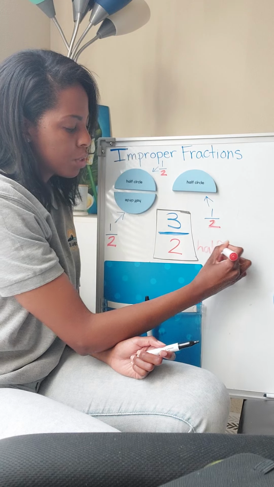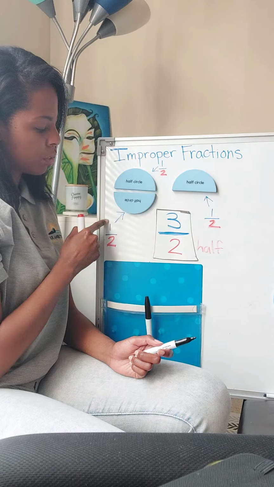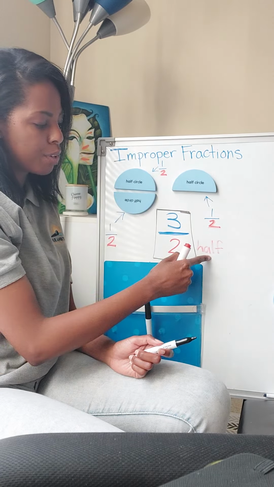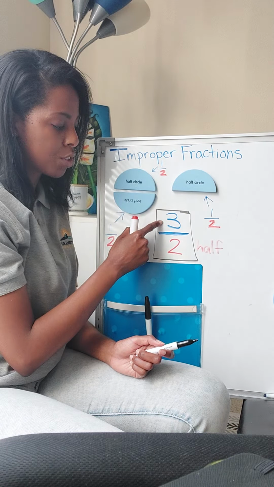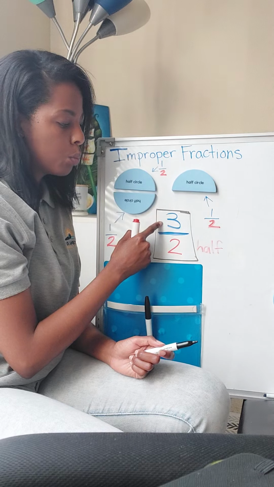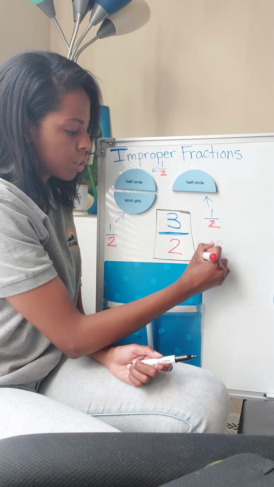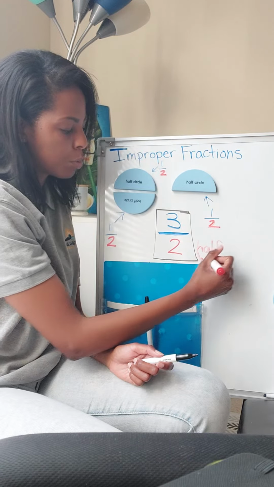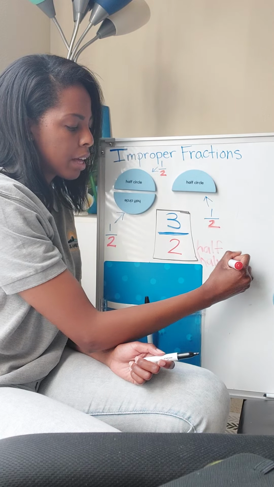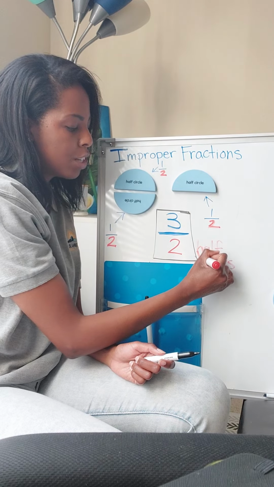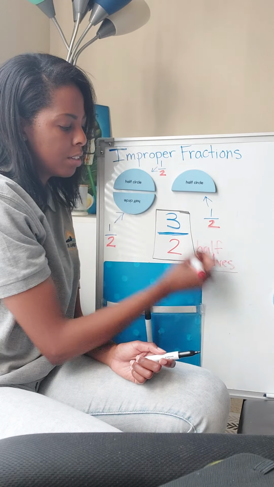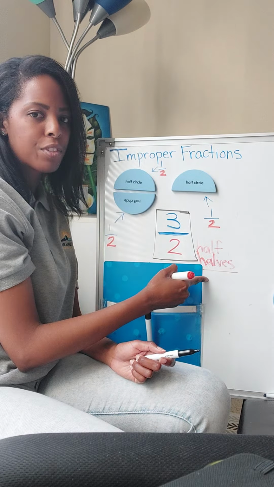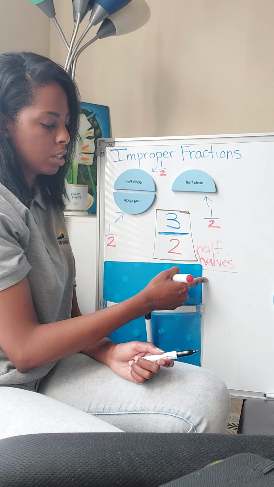If you have the number 1 up here, we refer to it as 1/2. But since we have more than 1 in our numerator, the number on top, we read the denominator as halves. Halves with the V. 3 halves is what we have here.